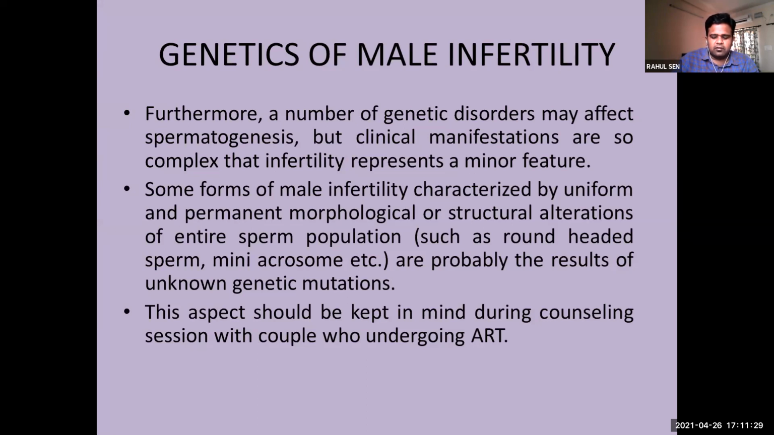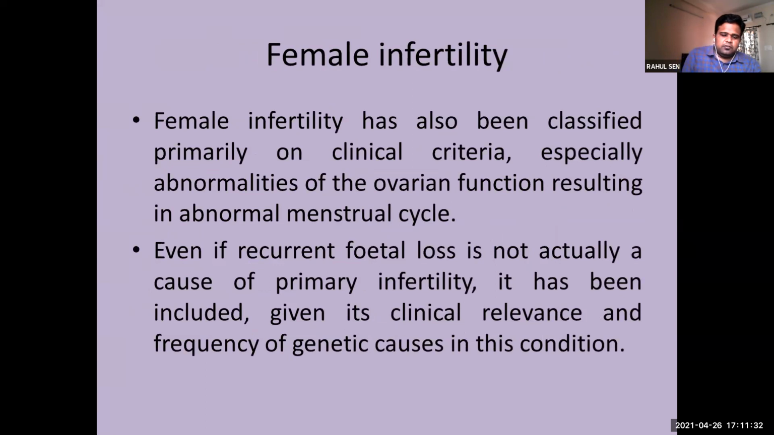proposing any treatment methodology. So, switching to the female portion of infertility, female infertility has also been classified primarily on clinical criteria, abnormalities of ovarian function resulting in abnormal menstrual cycle. Even if recurrent fetal loss is there, it is not actually a cause of primary infertility. It has been included given its clinical relevance and frequency of genetic causes in these conditions, to be analyzed and assessed before the patient is allowed the next conception.